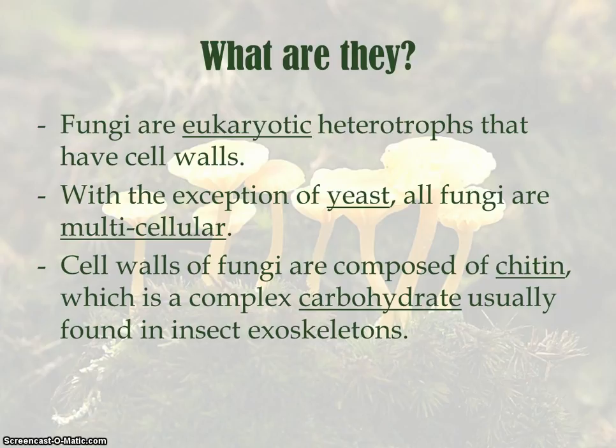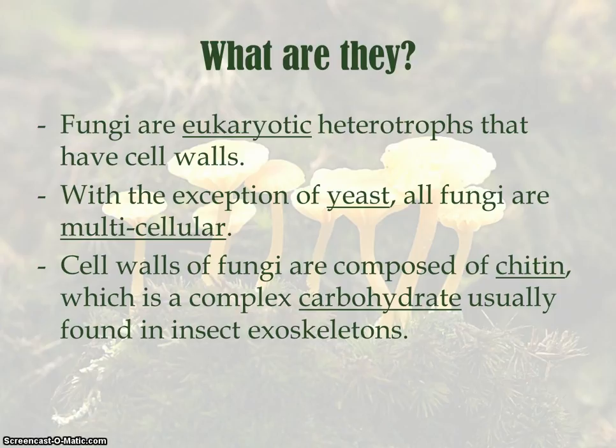So the fungi are going to join the bacteria kingdom as far as organisms that have cell walls. Remember the protists that have cell walls are going to be the algae. So there are some types of protists that have cell walls, and fungi also have cell walls. So, eukaryotic, heterotrophic, with cell walls. And there's always an exception to the rule, but all of them are going to be multicellular except yeast. Yeast is the only single-celled fungus in the fungi group.